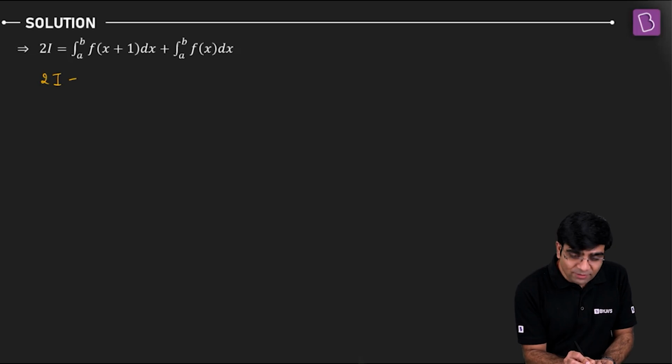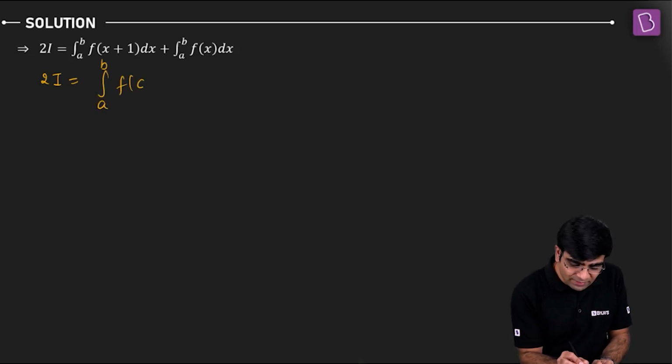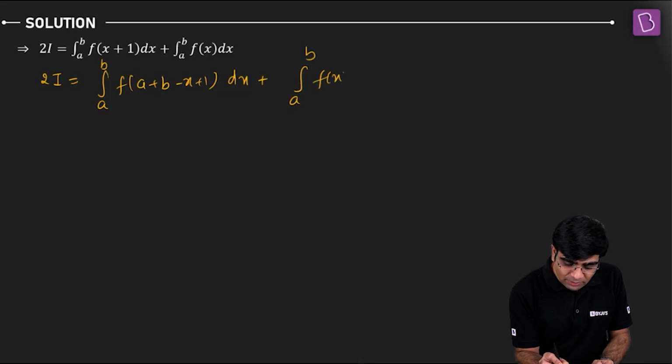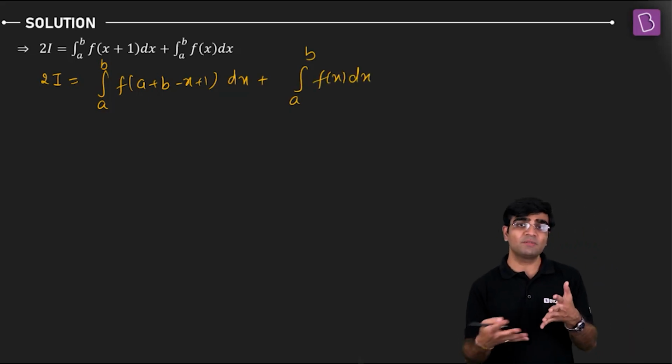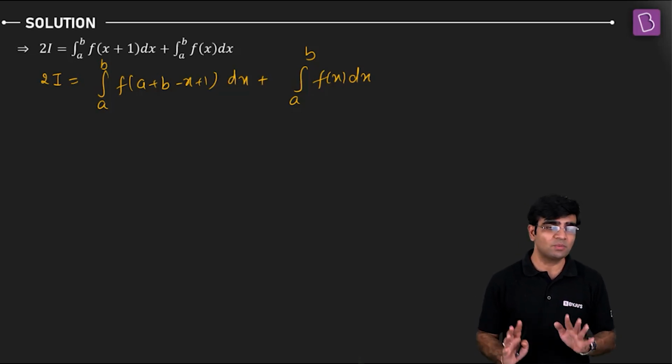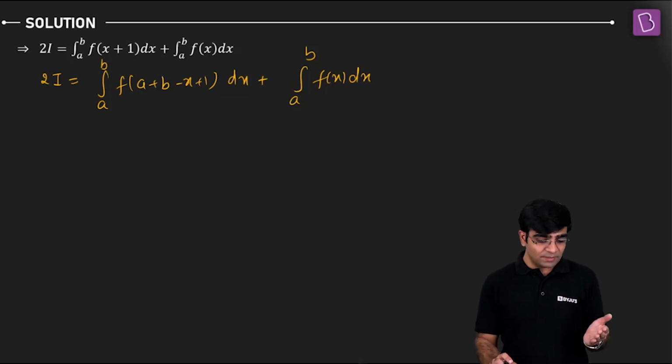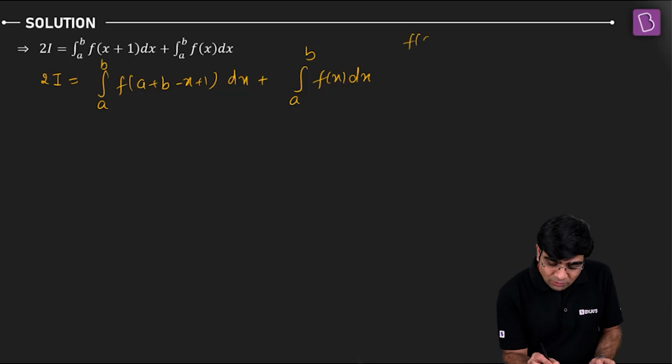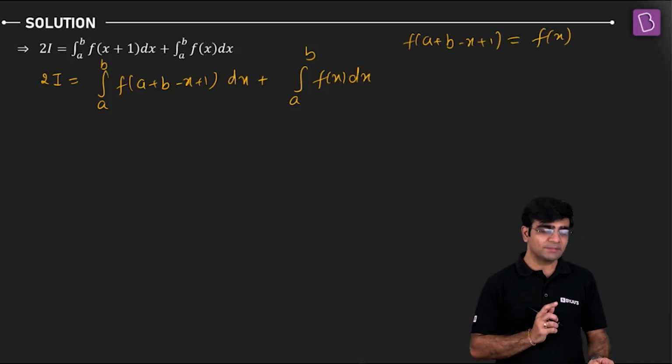So I replace x by a plus b minus x. We get 2I is equal to integral a to b. We get this as f of a plus b minus x plus 1 dx. Second one, I'm not at all disturbing because I know that either we have to bring everything in terms of f of x or we have to bring everything in terms of f of x plus 1. So I'm modifying f of x plus 1 with the same property. But from the results, we know that f of a plus b minus x plus 1, this was the first statement which was given to me, is nothing but equal to what? Exactly, it is equal to f of x.